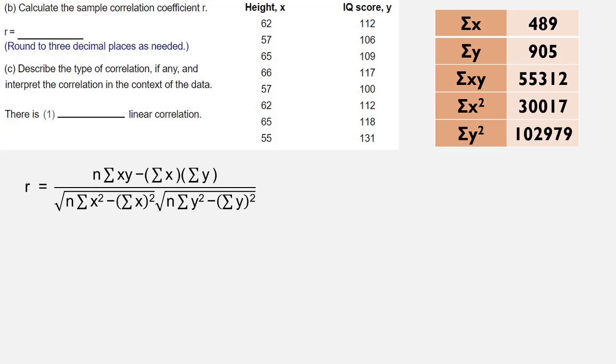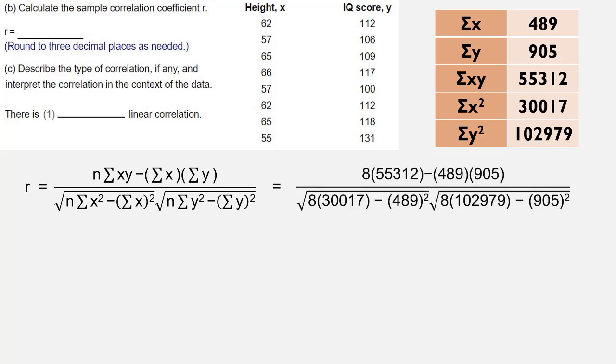R equals n times the sum of the x times y's minus the sum of the x's times the sum of the y's over 2 square roots. The first square root is the square root of n times the sum of x squareds minus the sum of the x's squared. And the second square root is n times the sum of y squareds minus the sum of the y's squared. So we have each one of these values. Remember, n is the number of data points, and the number of data points here is 8.